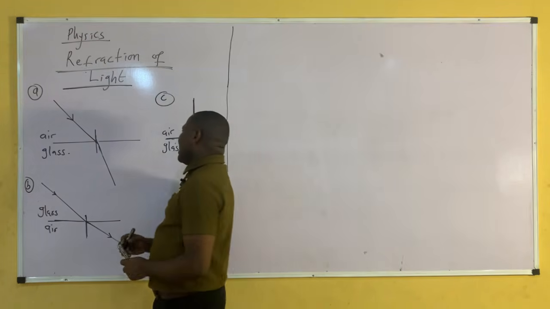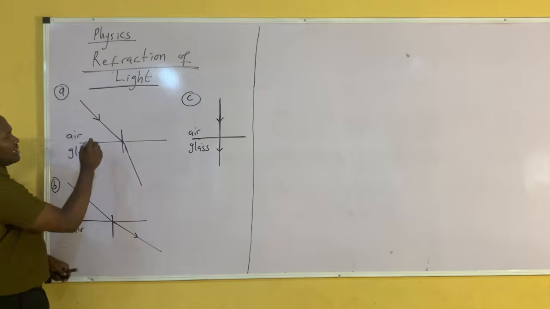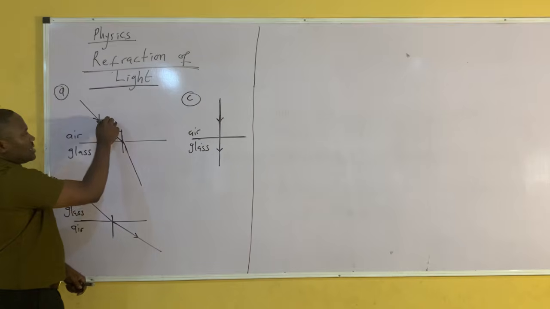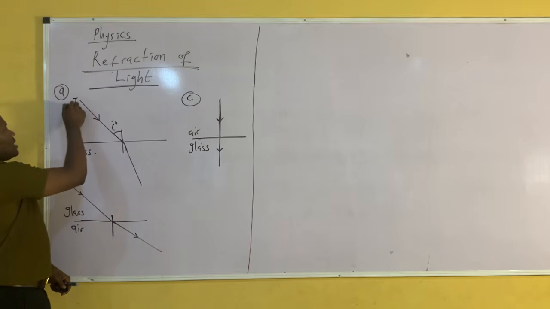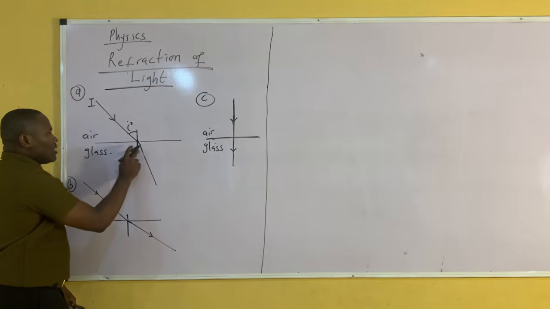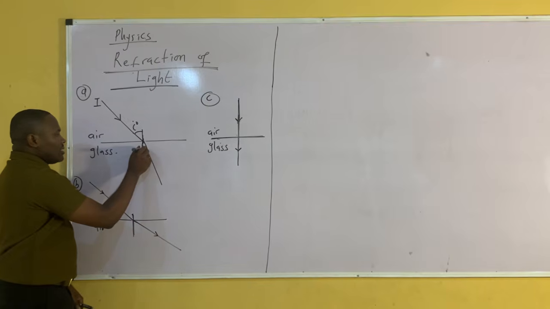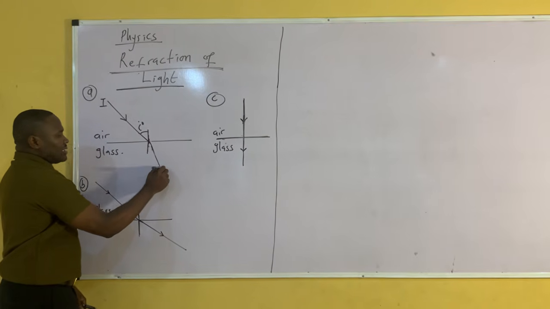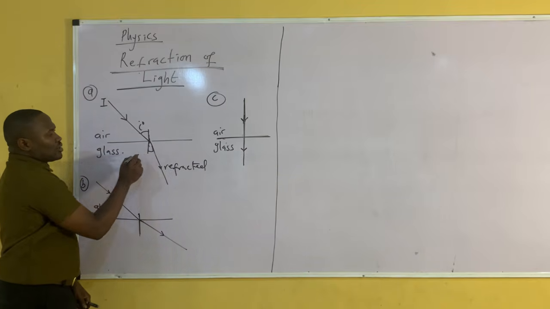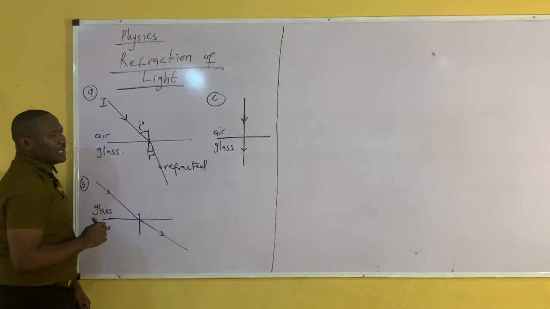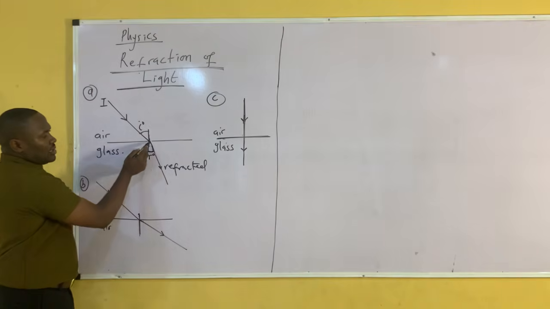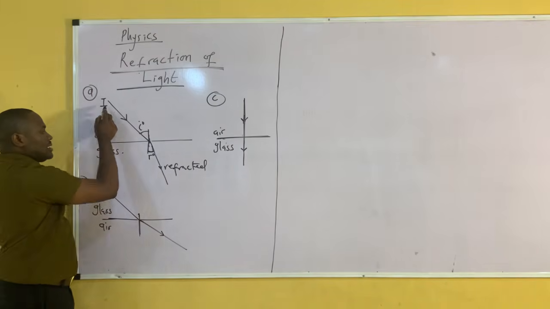Now, remember that the angle that the incident ray makes with the normal is called the incident angle. So this is the incident ray. The angle the refracted ray makes with the normal is called the refracted angle. So this is the incident angle, this is the refracted angle. This is the refracted ray, this is the incident ray.